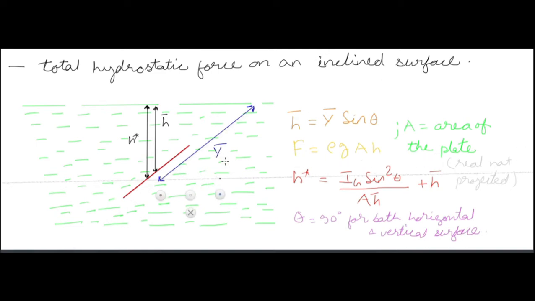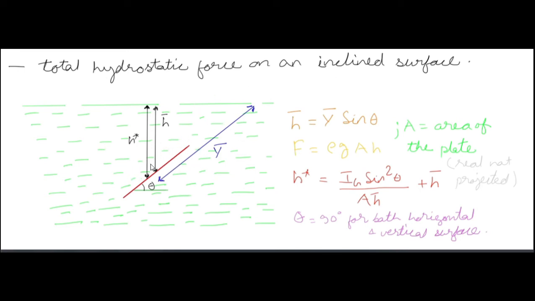This is the theta. Exclude this, theta is equal to 90 degrees for both vertical and horizontal surface. Exclude this term, don't write this. So we have h bar is equal to l bar sine theta. A is the area of the plate, the total area of the plate, not the projected one. The real area of the plate, because projected area is only concerned with curved surfaces. It's not a curved surface, it's an inclined plane surface only.